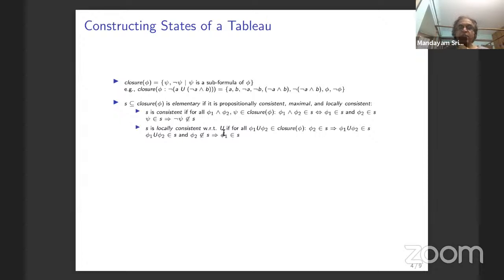It's locally consistent. It makes sense only if, for all formulas of the kind phi 1 until phi 2 belonging to the closure of F, if phi 2 belongs to S, which means phi 2 is true in S, then phi 1 until phi 2 must belong to S, because the semantics of until makes it true. So that's why, if phi 2 is in S, phi 1 until phi 2 should be in S.